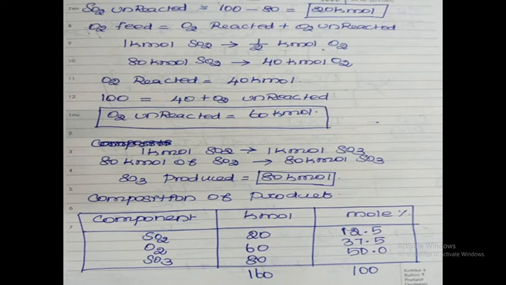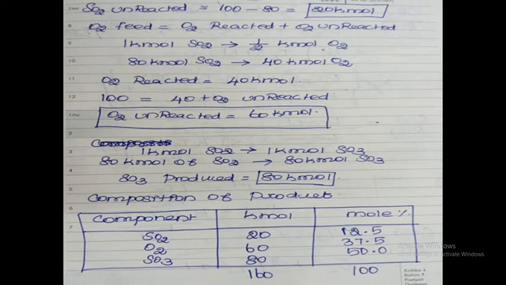The feed is the given data, 100. The SO2 reacted is the calculated value. Subtracting these two values, finally we get SO2 unreacted of 20 kilomole. Are you clear or not? This is only present on the product side. Similarly for the oxygen component: how much oxygen is present on the product side? That is equal to the oxygen unreacted value.